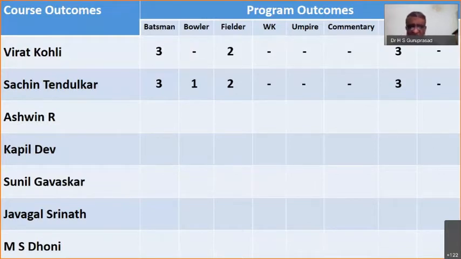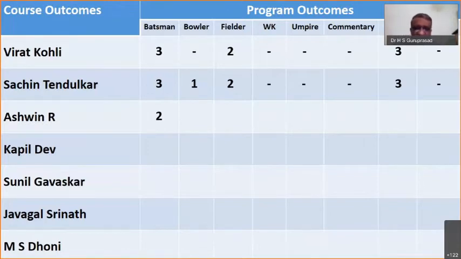Now, Ashwin to batsman. Carefully think and answer. Ravichandran Ashwin to batsman. Mapping is there or no mapping? Yes or no? Somebody is telling 1. Yes, because Ashwin is a little batsman also. He has played a lot of matches and he has scored 1 century also in test. Most of you are telling 1. Okay, no problem. 1 or 2. If you feel 1, okay. Or 2, okay. Not 3.